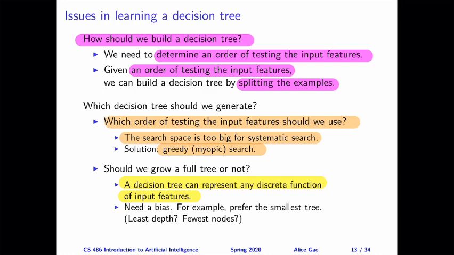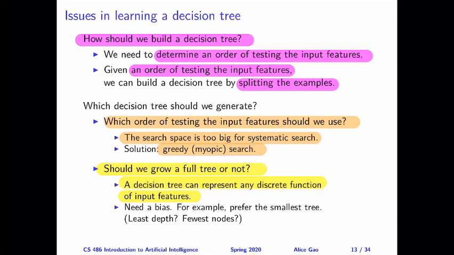And then the second question we'll consider is that even if we are given an order of testing the input features, it does not mean that we need to grow a full tree. In other words, at every branch in the tree, we do not have to test all the features. Why should we? Right? So now the question is, should we grow a full tree, or should we stop somewhere earlier? Maybe having a smaller tree is better.